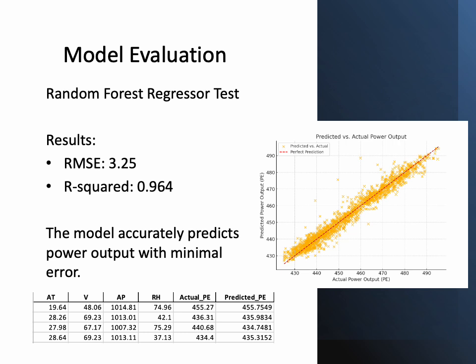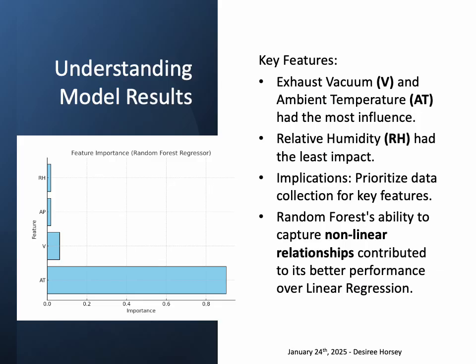So overall, the results suggest that the random forest regressor can provide reliable predictions for power plant operations, enabling better planning, resource allocation, and operational efficiency. Understanding model results. So the key features that had the most impact or influence were the exhaust vacuum and the ambient temperature, whereas relative humidity had the least impact.